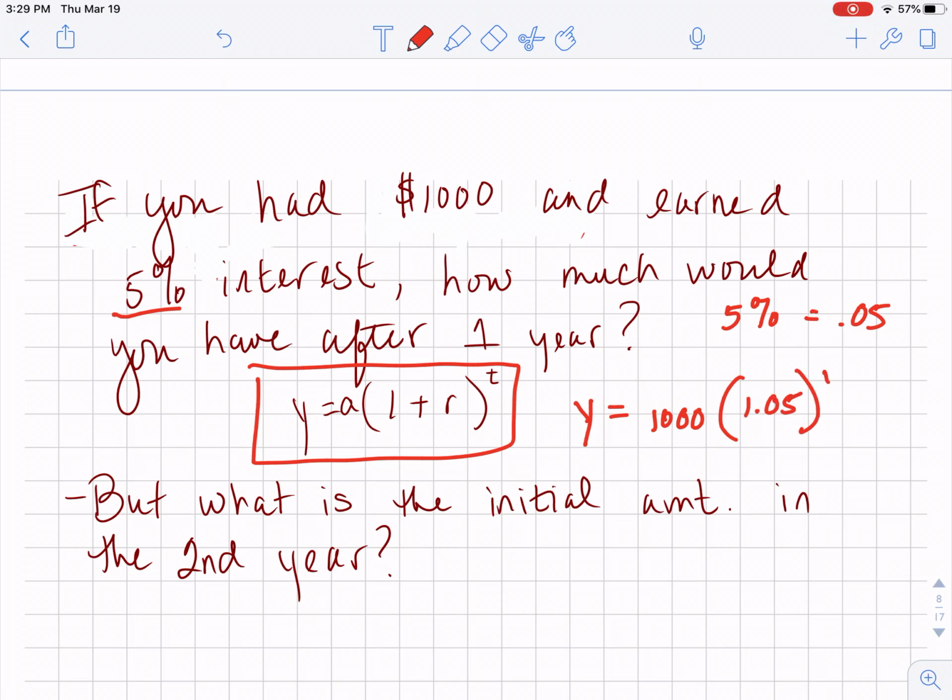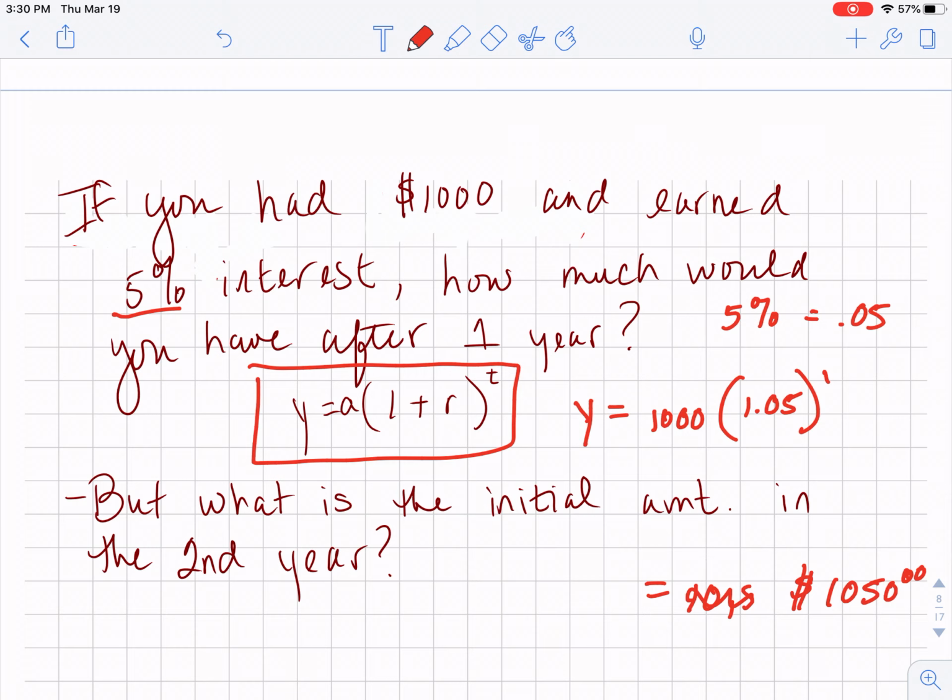So if I did this out and I figured it out, I would end up getting, oh, do I have a calculator? It would be 1.05 times 1,000. All right, hold on. 1.05 times 1,000. So at the end of 1 year, I would have $1,050. Whoops, let's write that right. $1,050. Okay, so I earned $50.